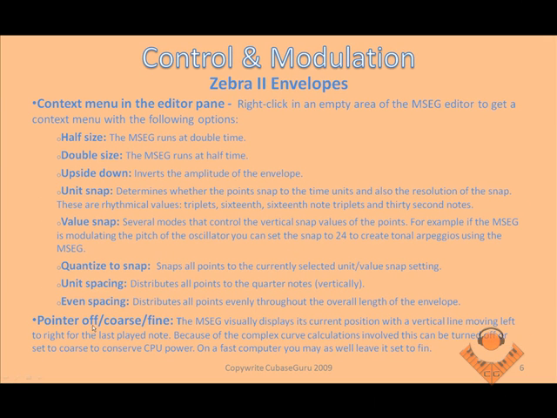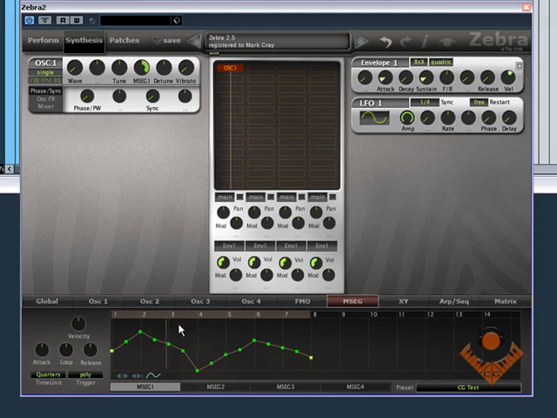Okay, pointer off, coarse and fine. The MSEG visually displays its current position with a vertical line moving left to right. Because of the complex curve calculations involved, this can be turned off or set to coarse to conserve CPU power, but it's really only relevant if you've got a really slow machine. So let's have a look at that. Okay, it's this section here.